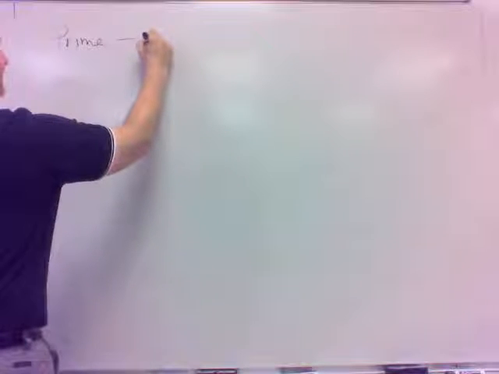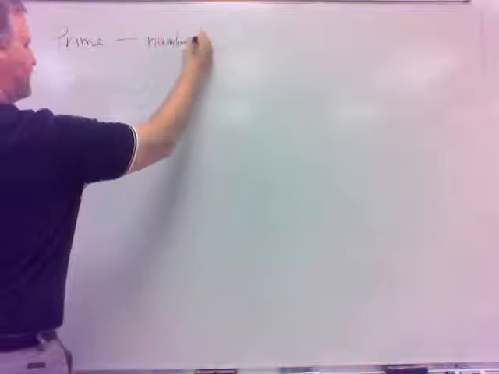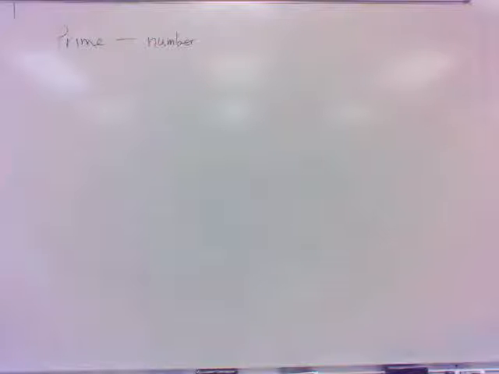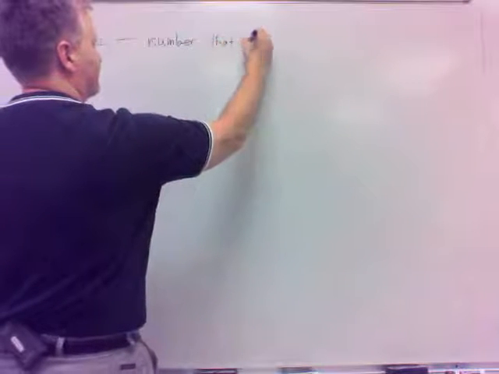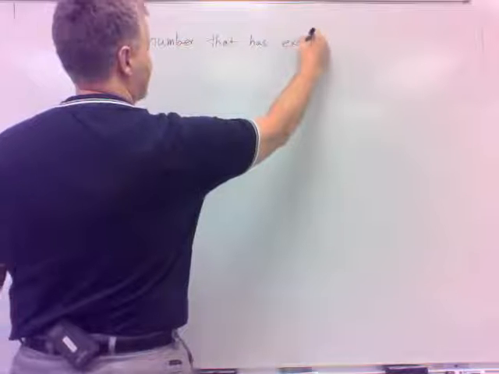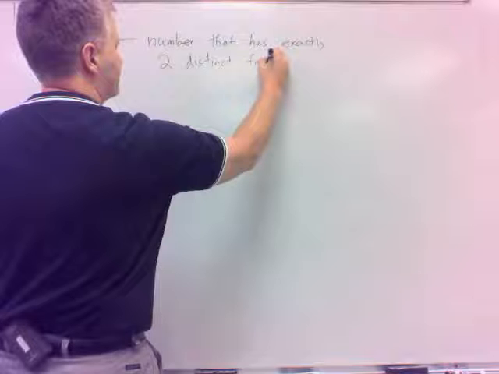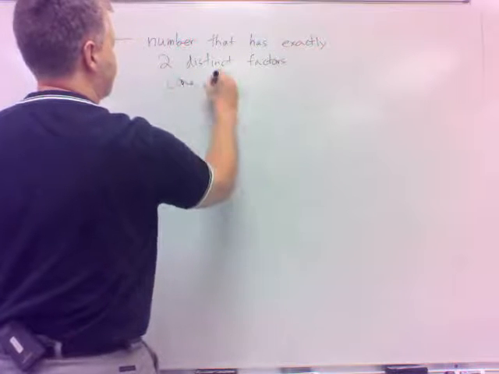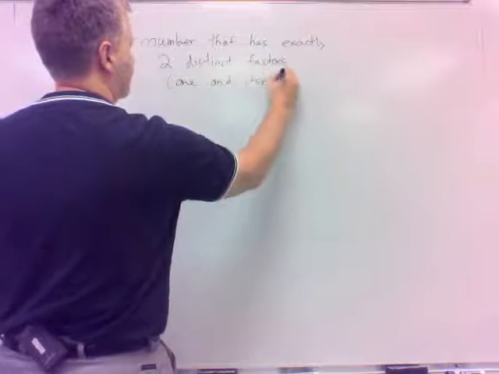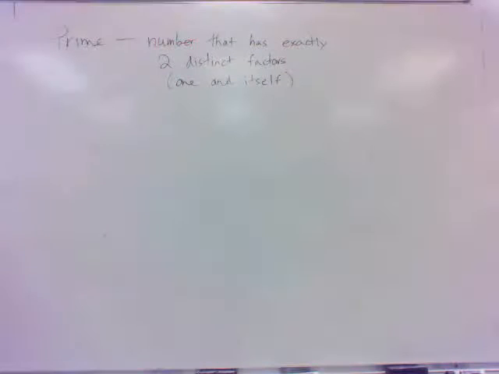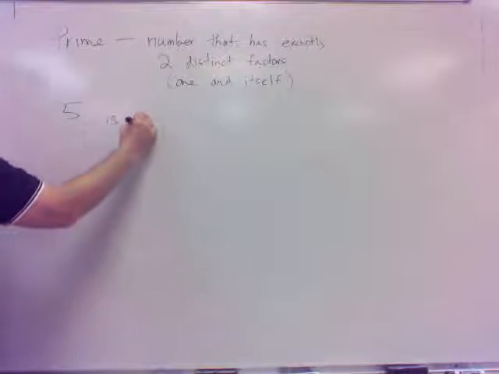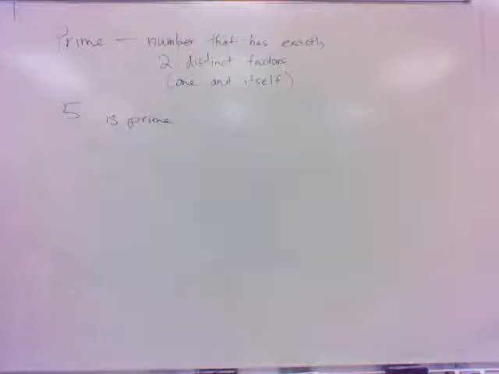What do I mean by a prime number? Well, a prime number only has a few factors, doesn't it? Matter of fact, a prime number is a number that has exactly two factors. Two distinct factors. One and itself. For example, the number 5. 5 is prime. Its only factors are 5 and 1.